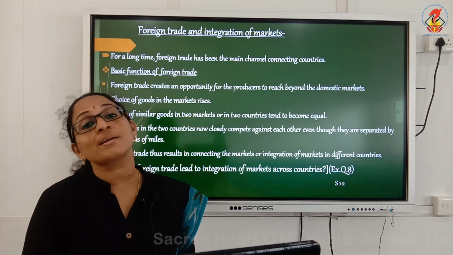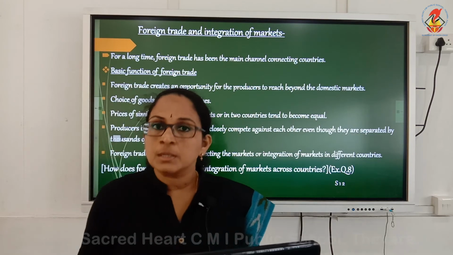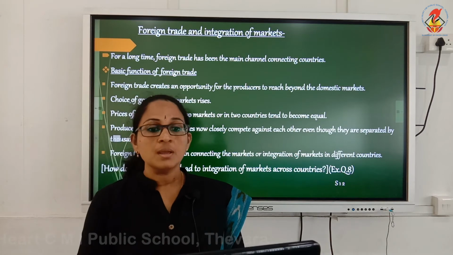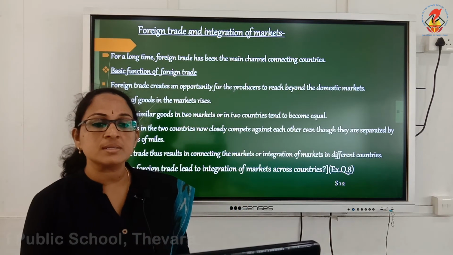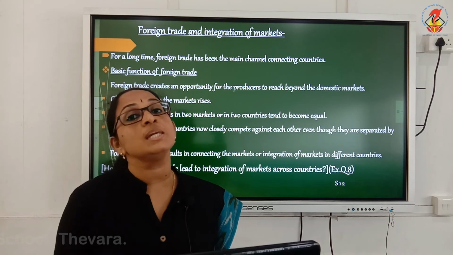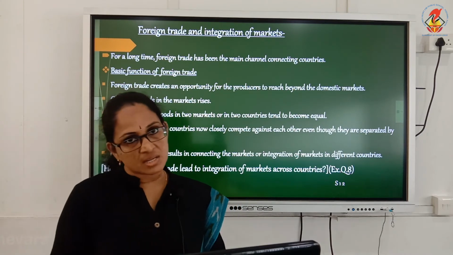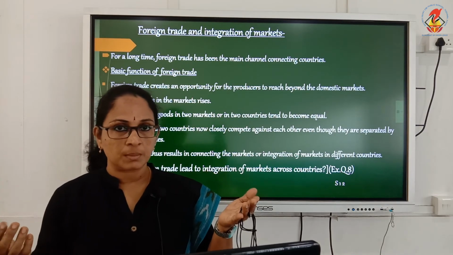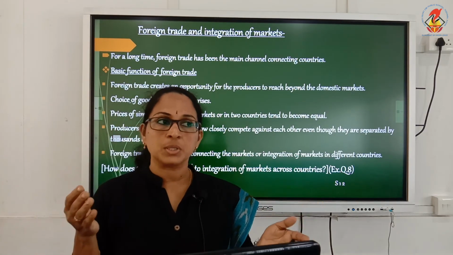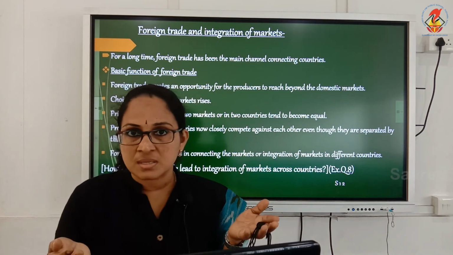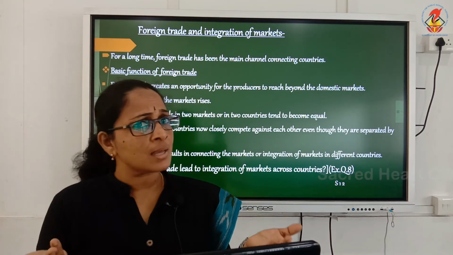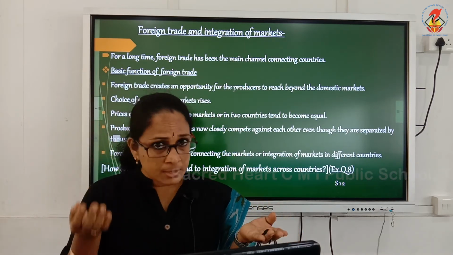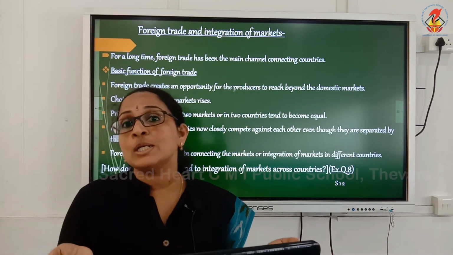Choice of goods in the market rises. As a consumer, we are getting more goods and services at low prices. New designs are coming. Price of similar goods in two markets or two countries tend to become equal. That is another advantage, children. Although these are producers from two different countries, due to international trade, prices tend to be equal, not exact price, children. Slight variations may be there, but they try to make it equal.